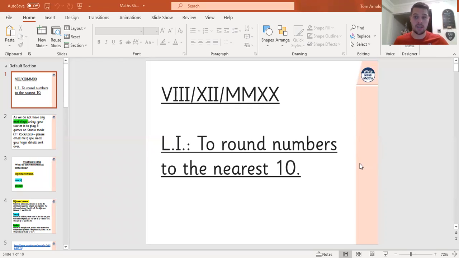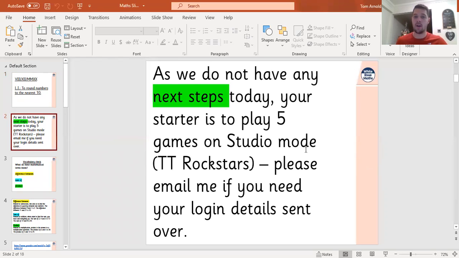Your starter today, because we don't have next steps, is actually going to be to play five games on studio mode on TT Rockstars. So you can freeze this video and go and practice your times tables, see if you can improve your score.